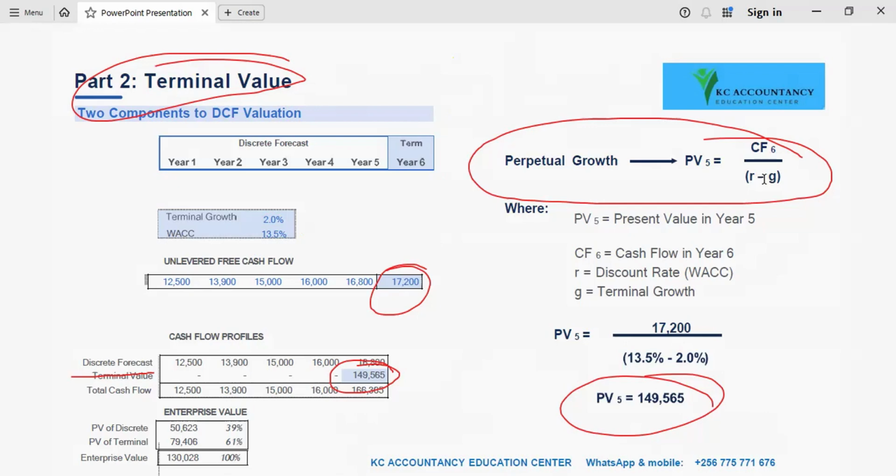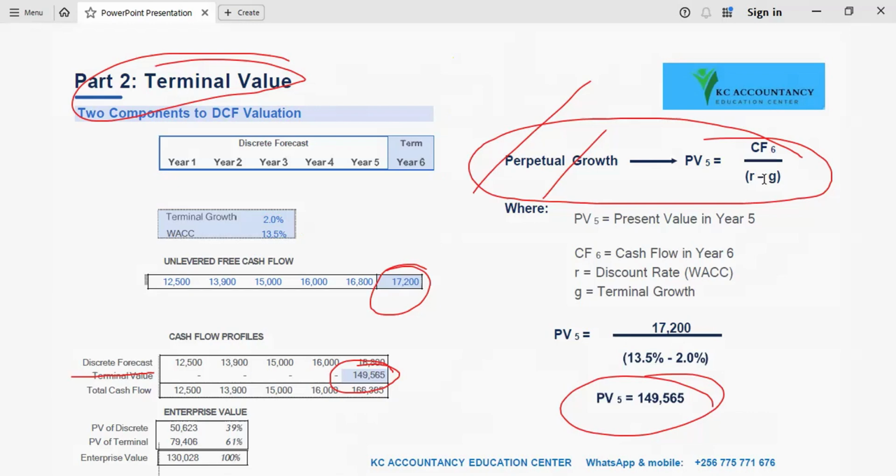Another way to think of this is that the perpetuity growth formula always gives us one year of discounting. In other words, if we are discounting a perpetual growth value, it only gives us one year of discounting.